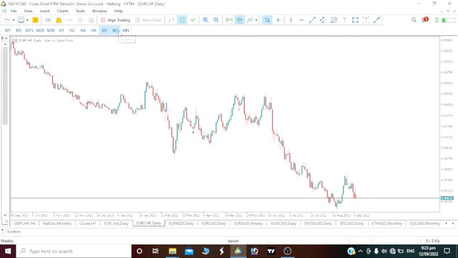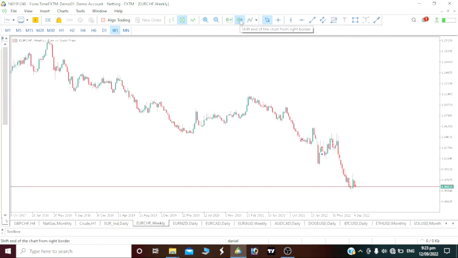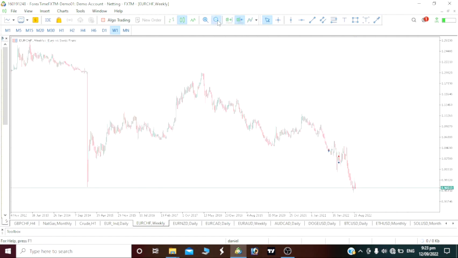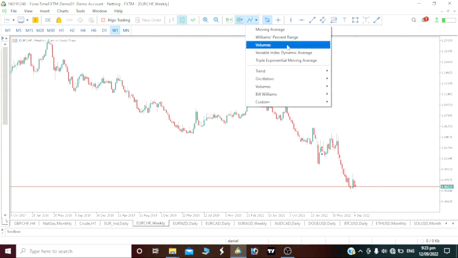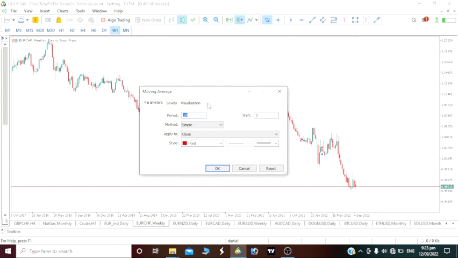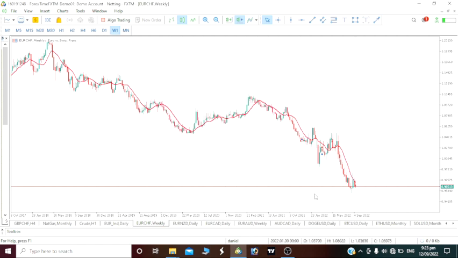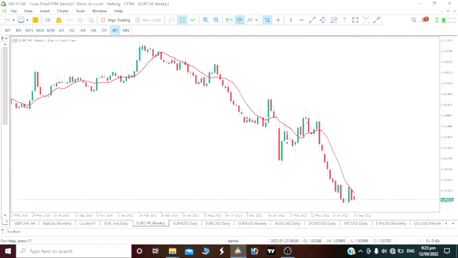Now on our euro Swiss franc with our weekly time frame, we started with the weekly time frame of recent move. We all can see the move, a downward trend. We are on a bearish move on this euro Swiss franc. Let's add our 10 period moving average. You can see it. Secondly, the price is below the 10 period moving average.